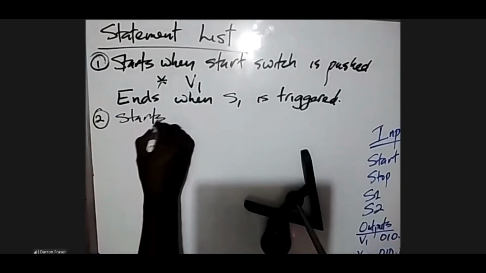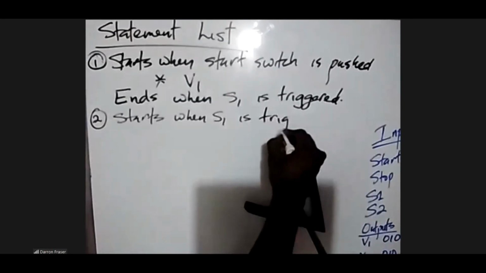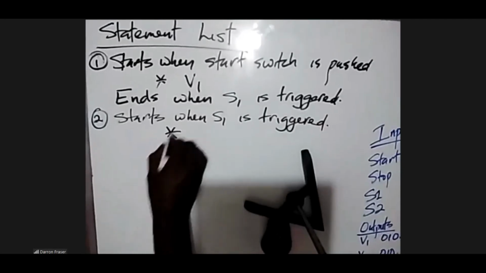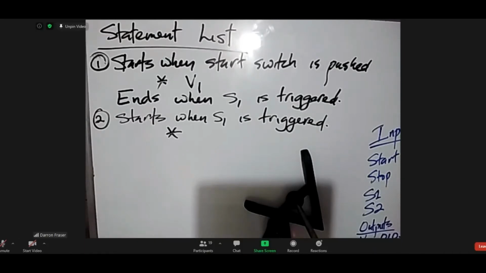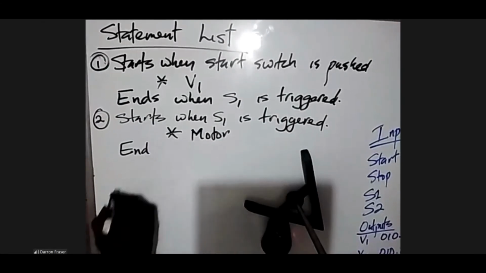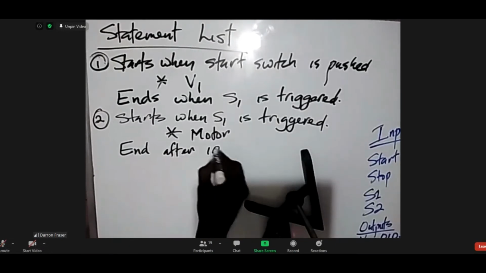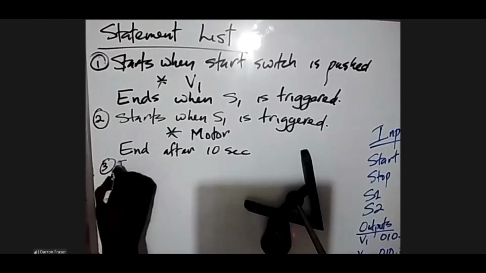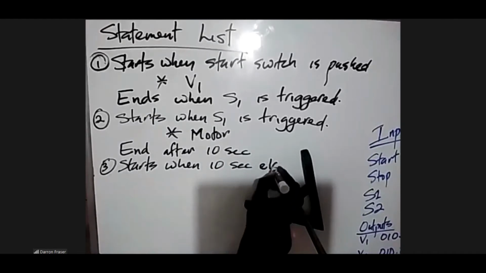So the next part of the process starts when S1 is triggered. And what is started when S1 is triggered? It reached the upper level switch. What is started? The motor. And when does it end? After 10 seconds. So the next part starts when 10 seconds elapse.